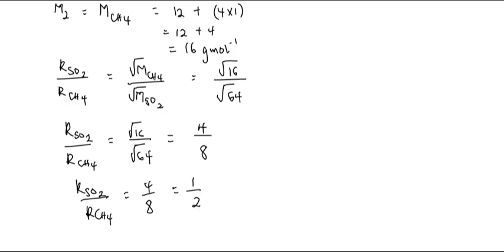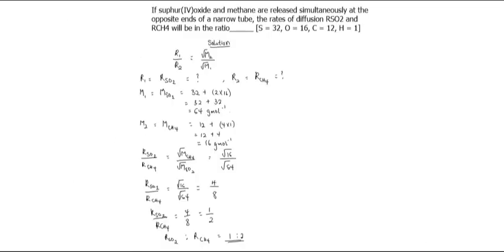Going back to the question, we are asked to calculate the ratio of the rate of diffusion of sulfur oxide to the rate of diffusion of methane. So I can say RSO2, the rate of diffusion of sulfur oxide, to the rate of diffusion of methane, CH4, equals 1:2, which serves as the final answer. We've come to the end of the solution to the question. So we can say the rate of diffusion RSO2 and RCH4 will be in the ratio 1:2.